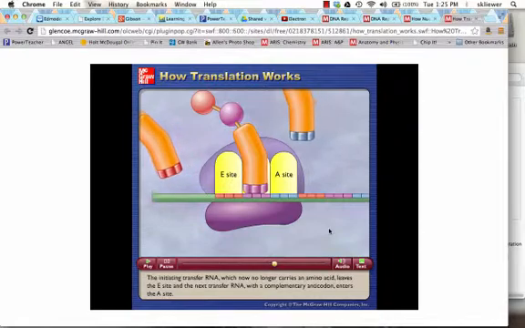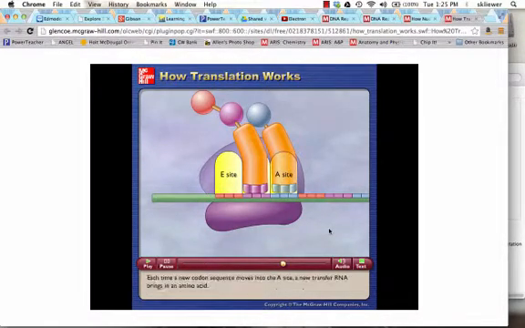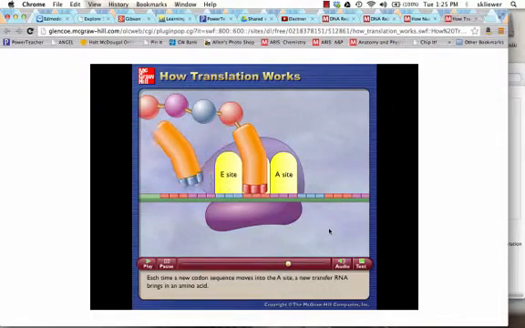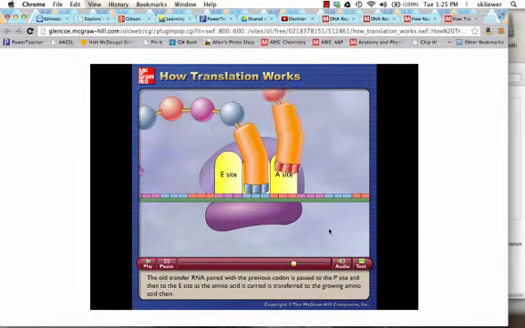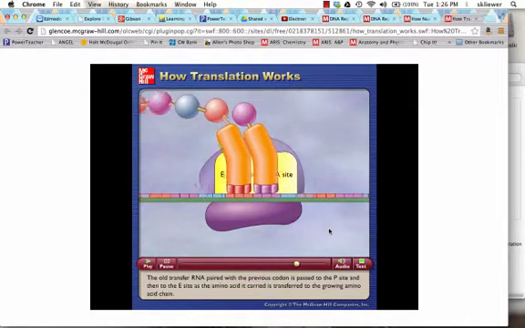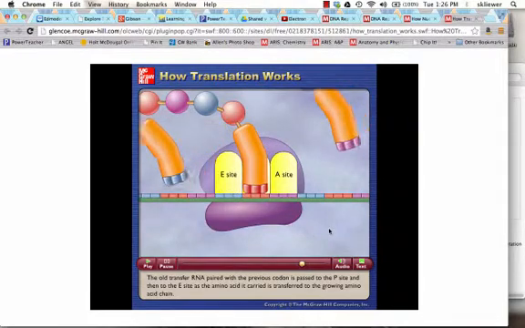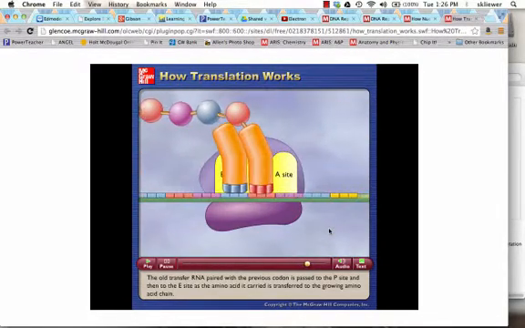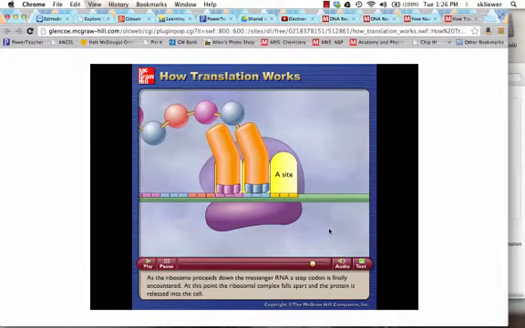Each time a new codon sequence moves into the A site, a new transfer RNA brings in an amino acid. The old transfer RNA, paired with the previous codon, is passed to the P site and then to the E site, as the amino acid it carried is transferred to the growing amino acid chain. As the ribosome proceeds down the messenger RNA, a stop codon is finally encountered. At this point, the ribosomal complex falls apart and the protein is released into the cell.